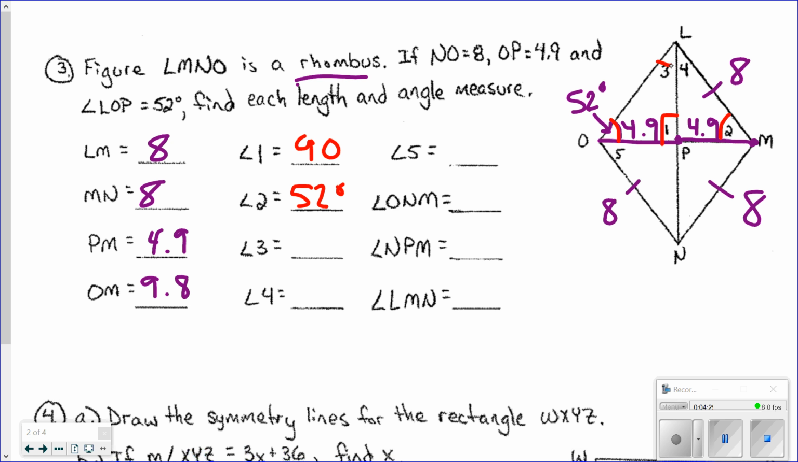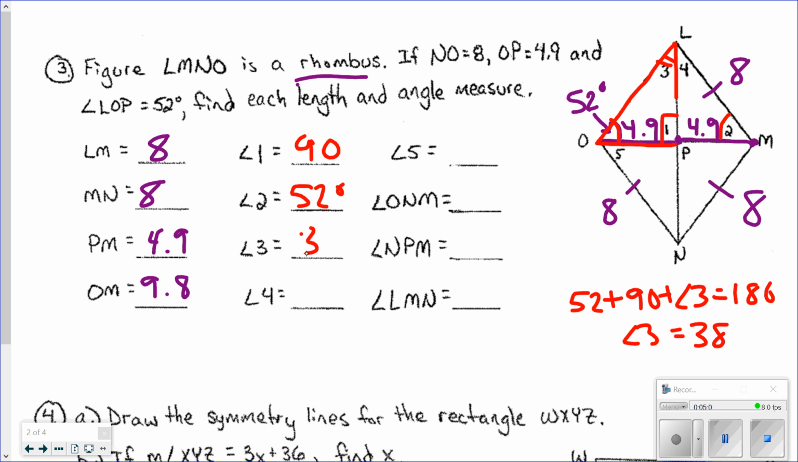Angle 3. So angle 3 is up here. And if you look closely, we then have a right triangle. So if we know two angles in my right triangle and we are trying to find the third, we know that the sum of the interior angles in a triangle is 180. So 52 plus 90 plus angle 3 is going to equal 180. So we end up getting that angle 3 is equal to 38. If angle 3 is equal to 38, then angle 4 is also equal to 38.